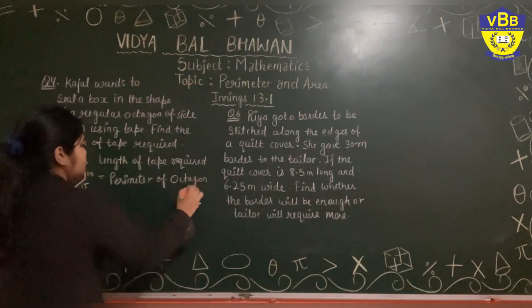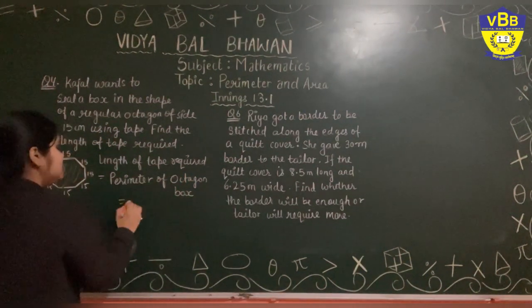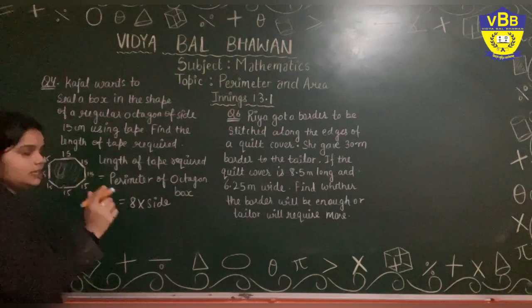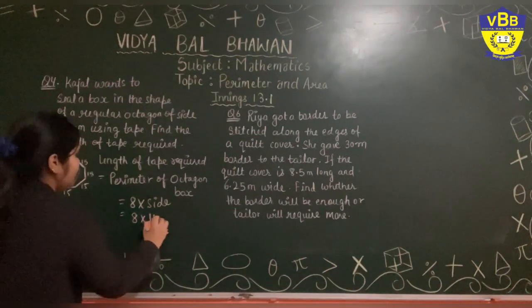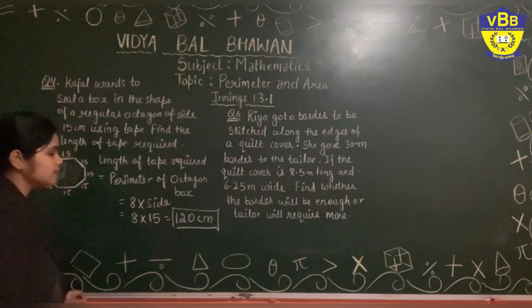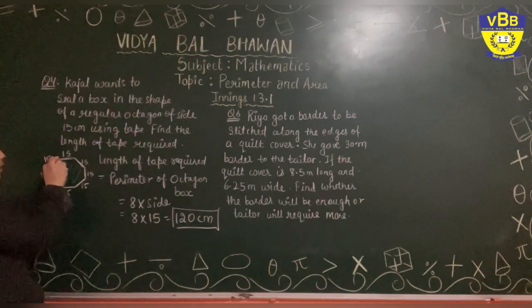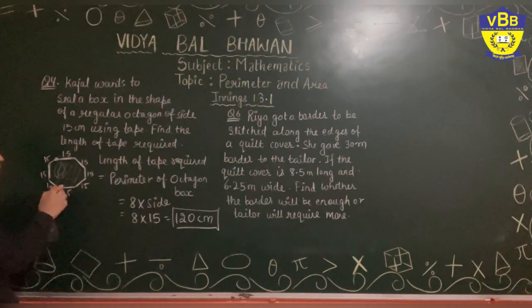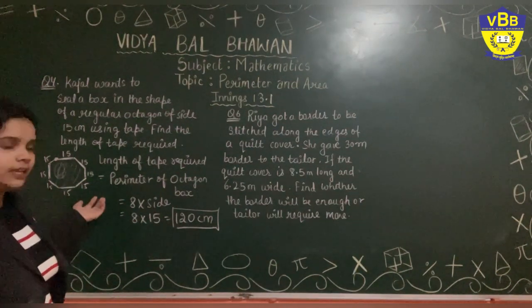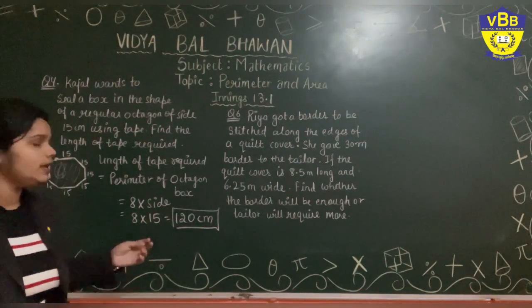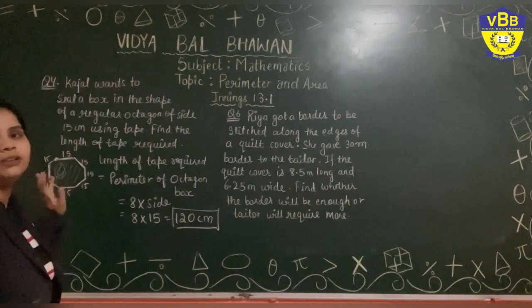And what is the perimeter of a regular octagon? That is 8 multiplied by side. As side is given as 15 centimeter, we will directly multiply 8 with 15, which gives the answer 120 centimeter. Like I will start putting the tape from this vertex, so I will require 15 centimeter, 15 centimeter, 15 centimeter, 8 times. Either we can add 15 eight times or simply multiply by 8. So 120 centimeter of tape is required to seal this octagon box.